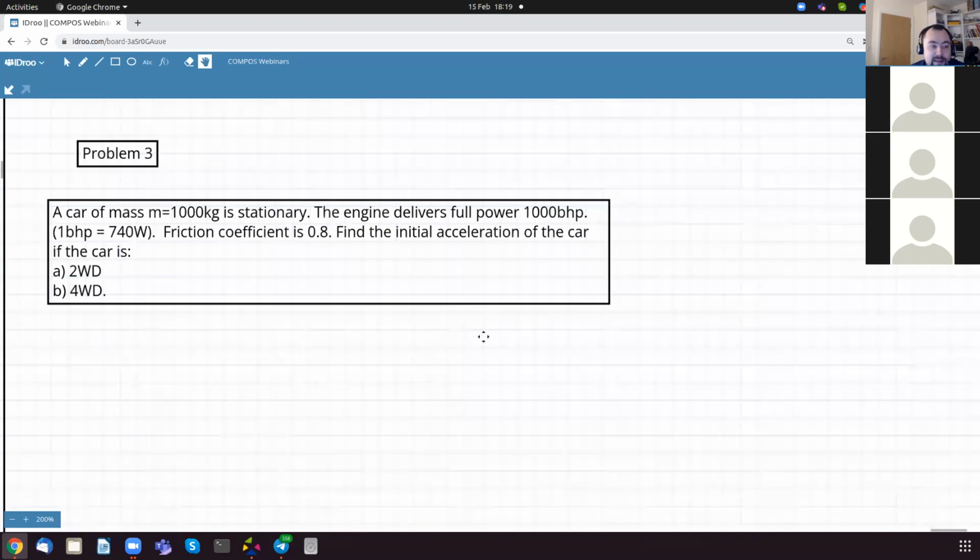A car of mass 1,000 kilograms is stationary. The engine delivers full power of 1,000 brake horsepower. Brake horsepower is approximately 740 watts. The friction coefficient is 0.8. Find the initial acceleration of the car if the car is 2-wheel drive and if the car is 4-wheel drive. So how should that make any difference?